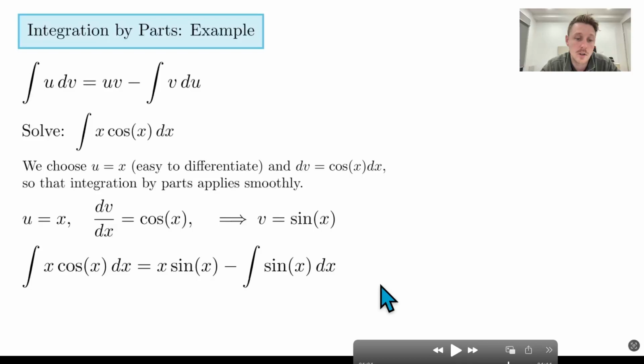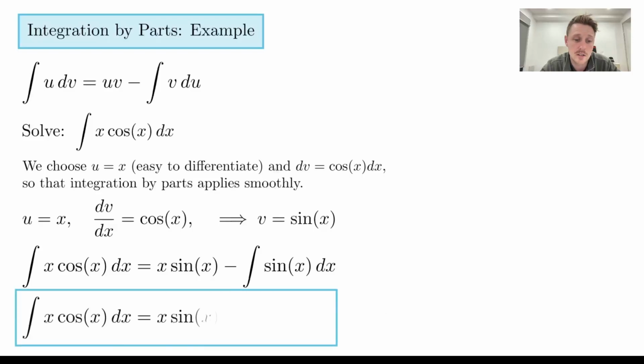We can say that following integration by parts, we can get our final answer here, because we know that the integral of sine x is negative cos x. So we get that the integral of x cos x dx is equal to x sine x plus cos x plus that constant of integration.